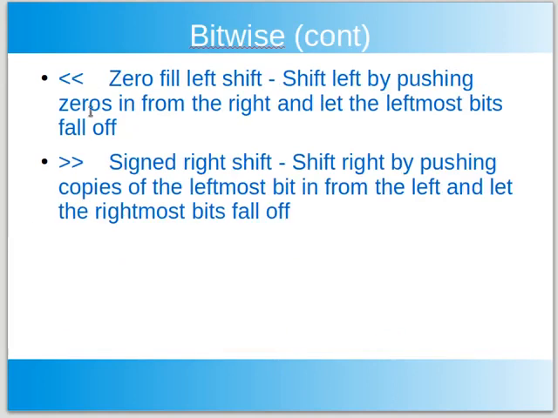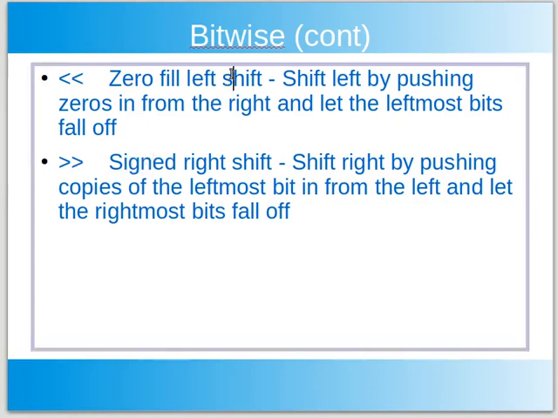So anyways, bitwise continued: zero-fill left shift and signed right shift. The zero-fill left shift will shift left by pushing zeros in from the right and letting the leftmost bits fall off. An example would be if I start with this as my number and left shift 2. I start off with the remaining bits and whatever is left over after everything falls off the edge. So you started with 2 and I would end up with 0 1, because I would add 2 zeros and I would drop 2, and that would be the result.